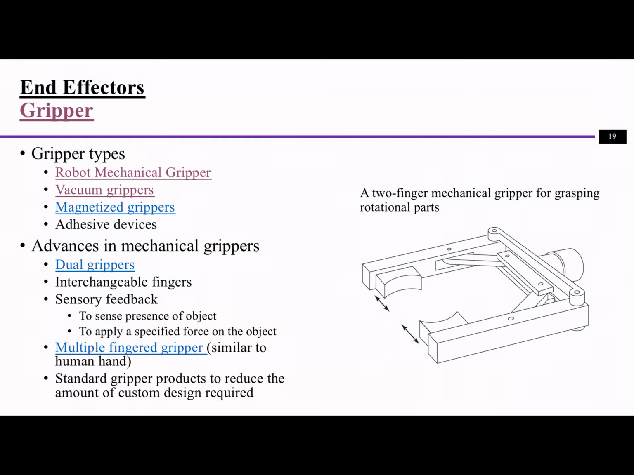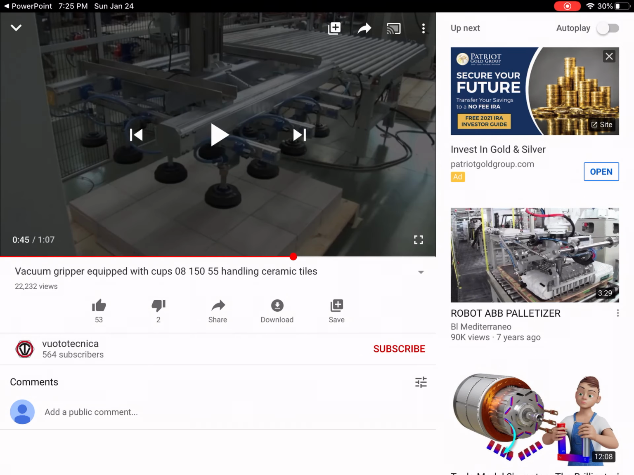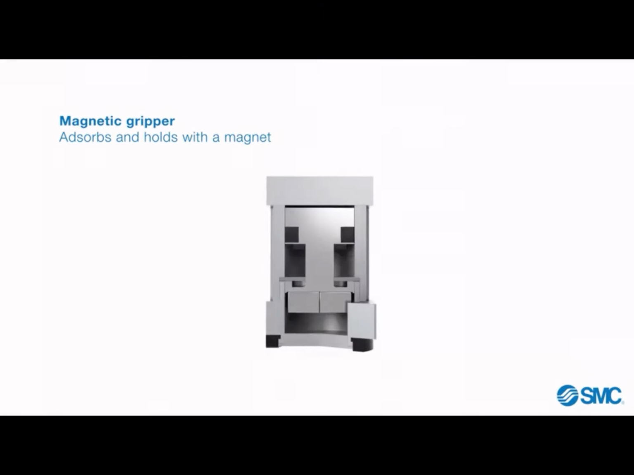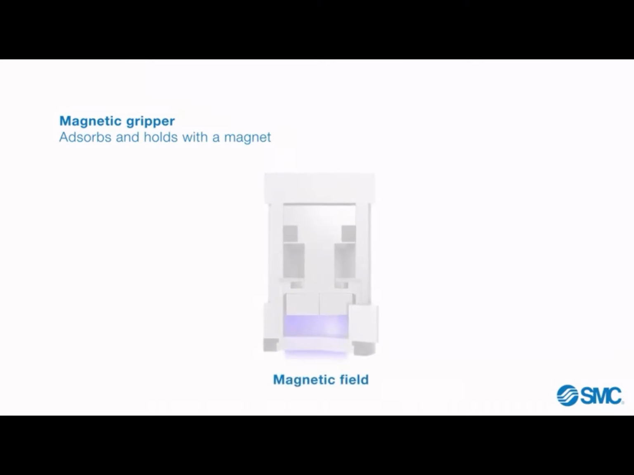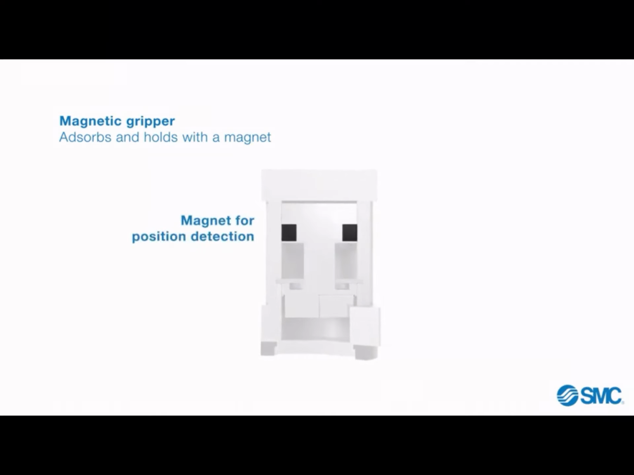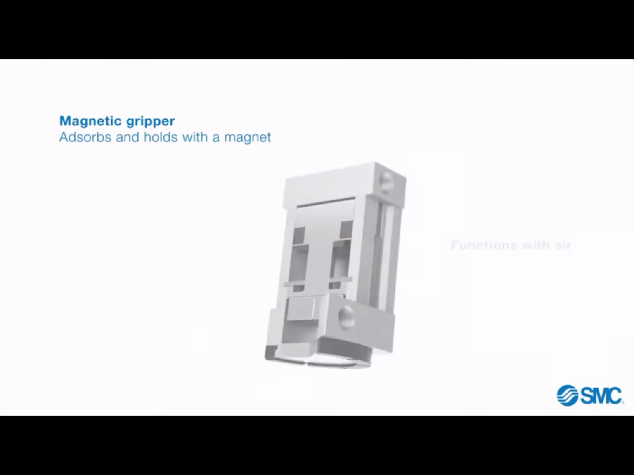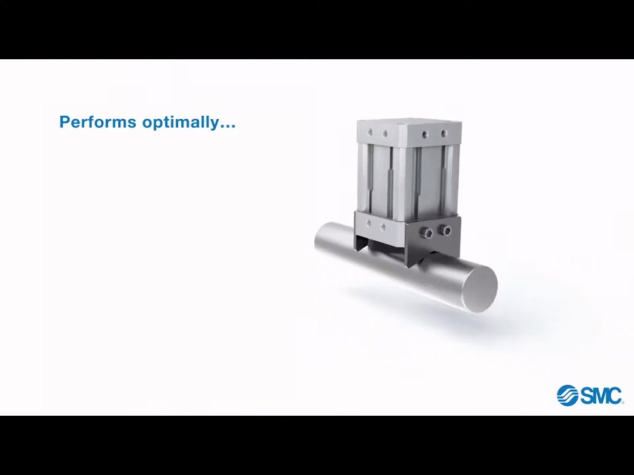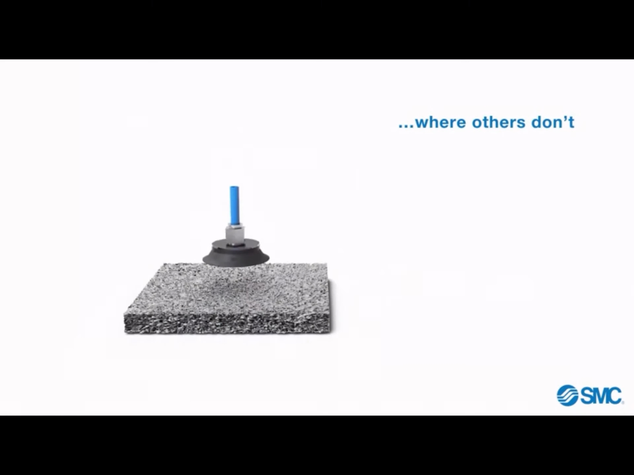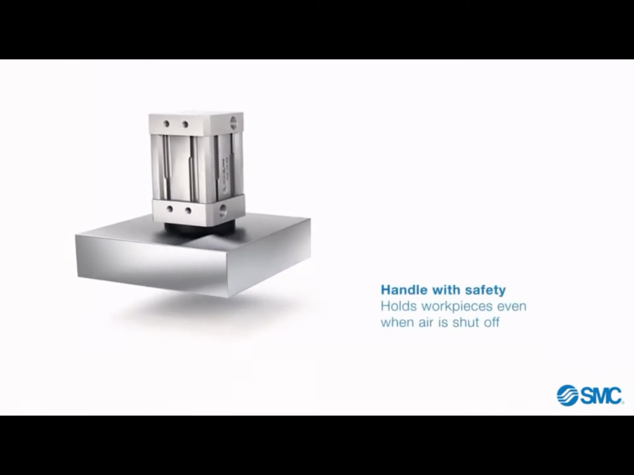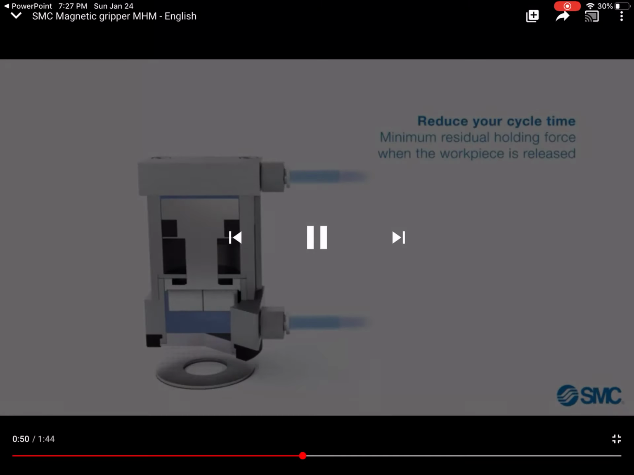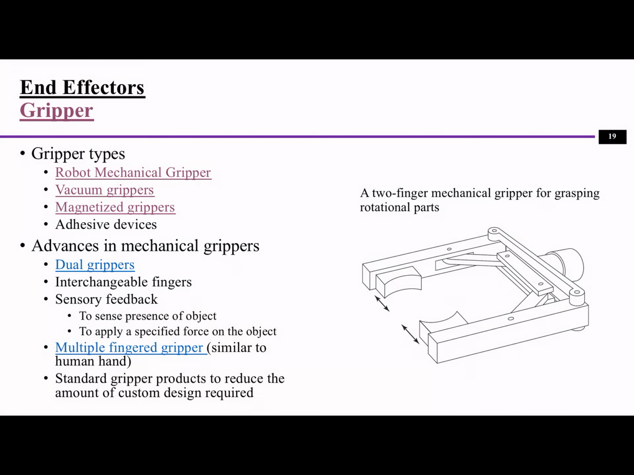Also, there are magnetized grippers. They use the magnetic gripper to get the metal pieces. So this is how magnetic grippers are used.